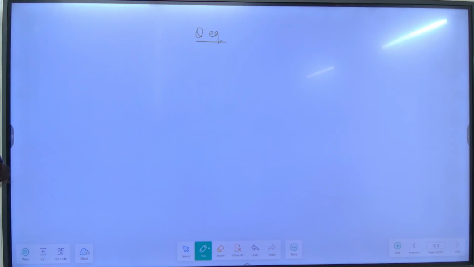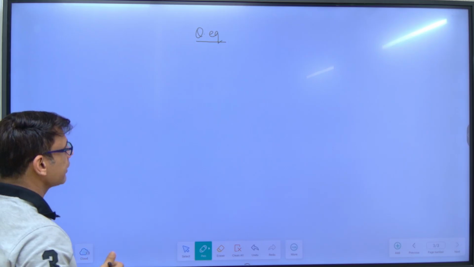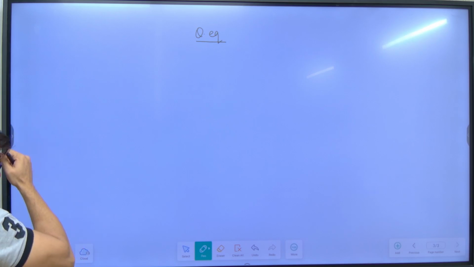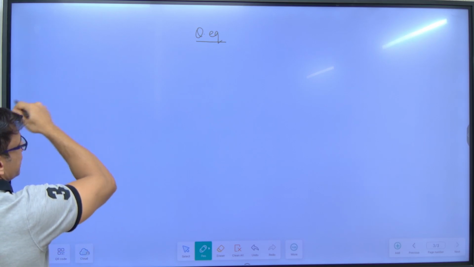चलो, let's start with quadratic equation. Start with quadratic. हाँ, स्टार्ट कर दिया. Let's start with quadratic equation.